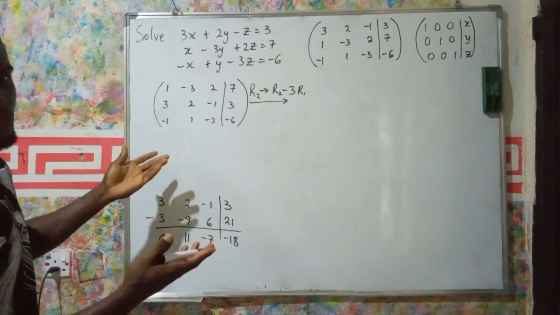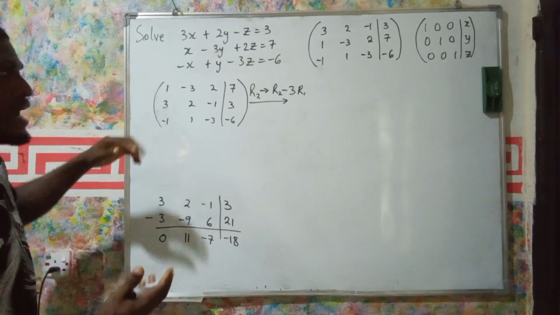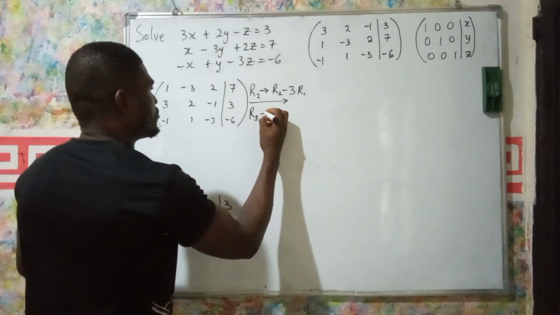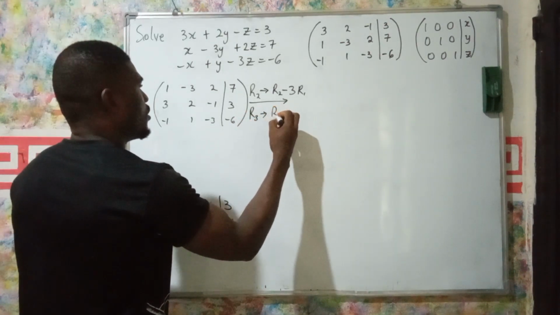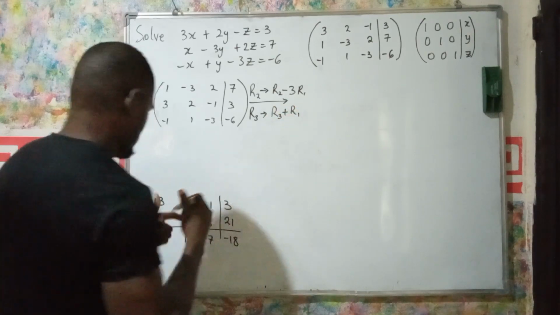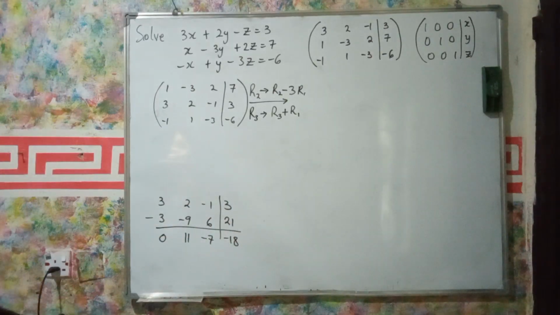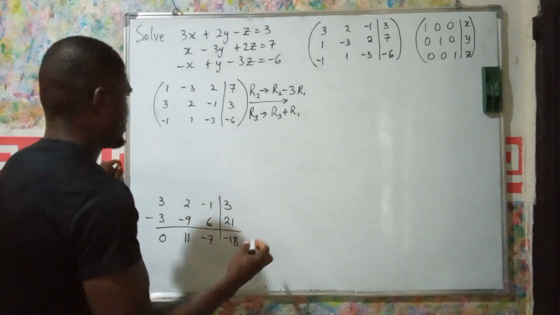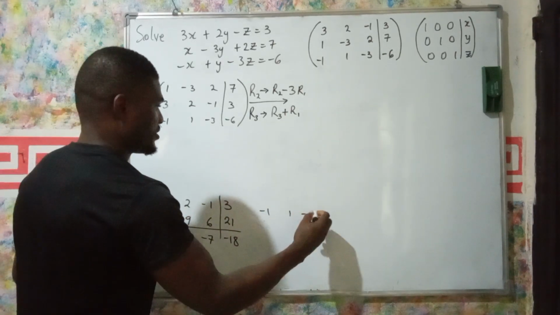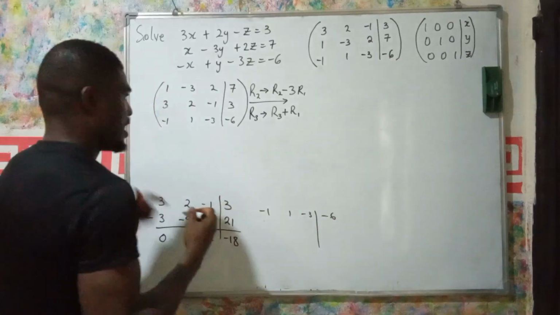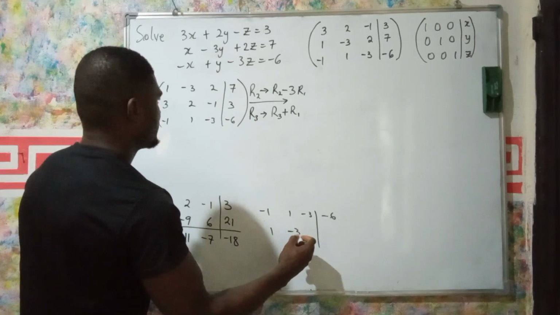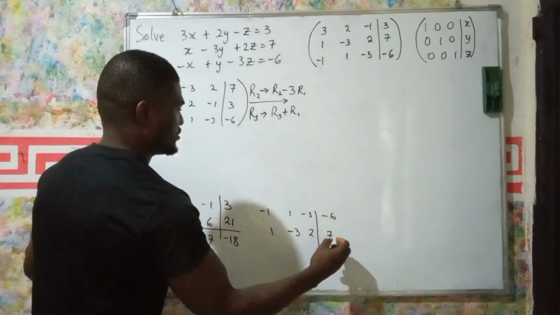All right, so if we add it up, remember we said if they have different sign, we have to add. If we add it up, we're going to eliminate that point. So our new row 3 would be row 3 plus row 1. All right, so let's do the math here. So our row 3 is minus 1, we have 1 and we have minus 3, and the result is minus 6. And then row 1, we have 1, we have minus 3, we have 2, and the result is 7.